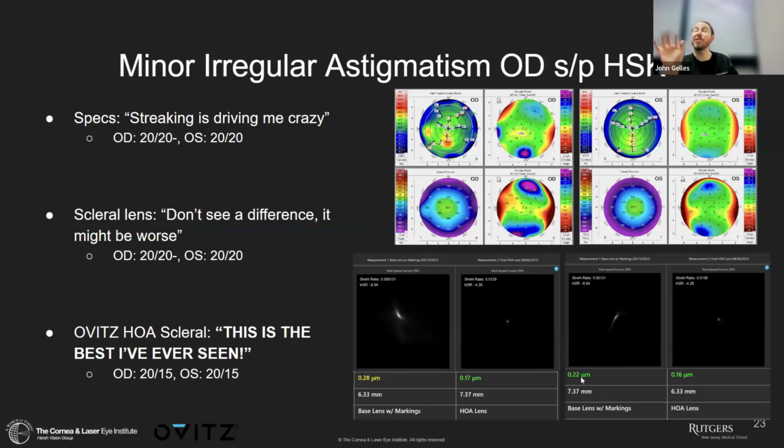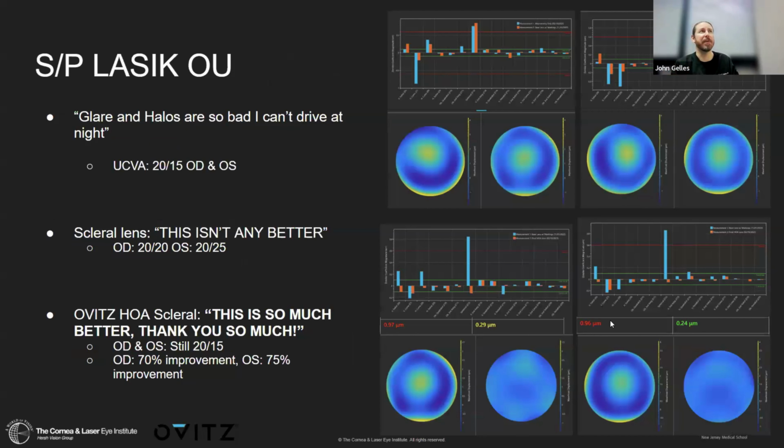On that left eye, which is a normal eye, we still got a small reduction in the aberrations, but you can see it just kind of tightened up the point spread function and improved his quality of vision. He's very happy with that.